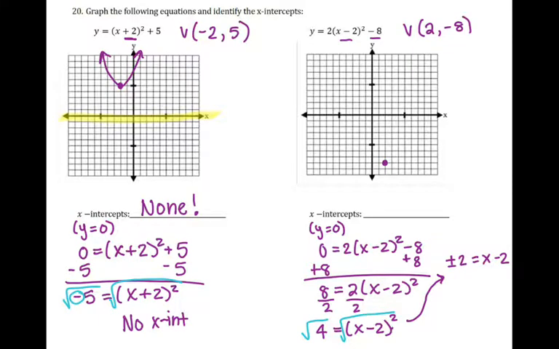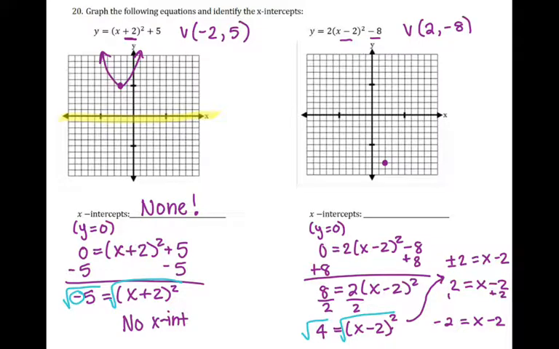And that plus or minus is going to allow me to find both x-intercepts, to see where they graph or where they cross the x-axis. So from here, I can separate and get two equations. I have positive 2 equals x minus 2. I also have negative 2 equals x minus 2. And then I can solve both of those.